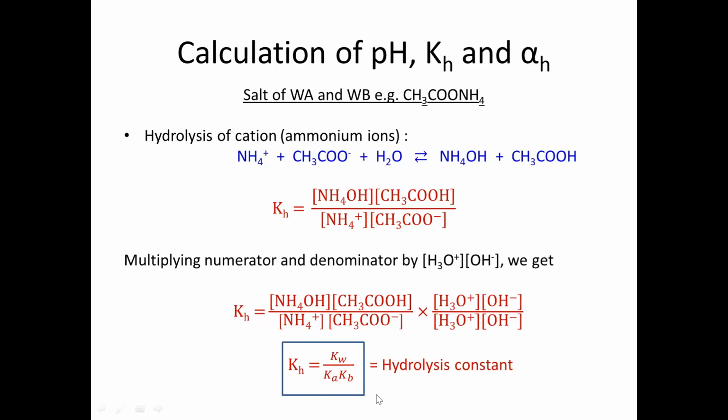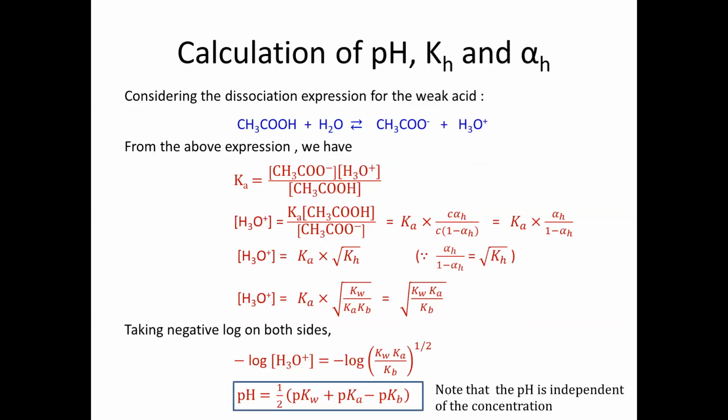So here we see that we can calculate the hydrolysis constant from the acid dissociation constant and the base dissociation constant of the weak acid and weak base which form the salt. Now to calculate the pH of such a salt, we have to take only one of the expressions, weak base or weak acid. So let us take the acid expression because we get H plus ions directly in this expression.